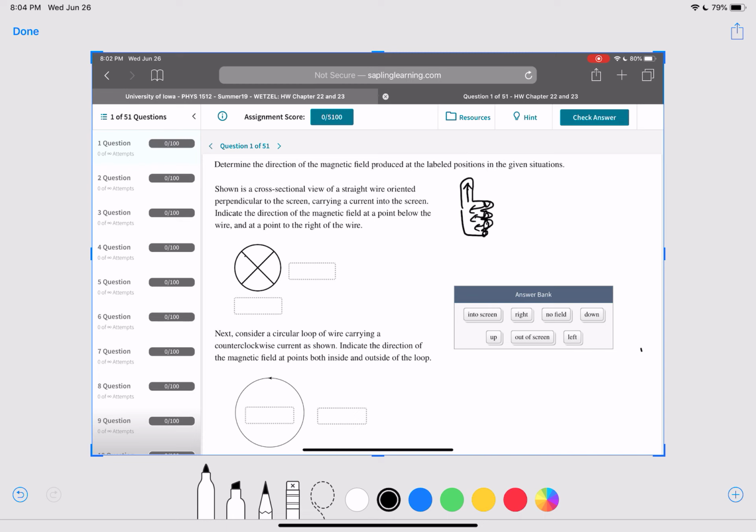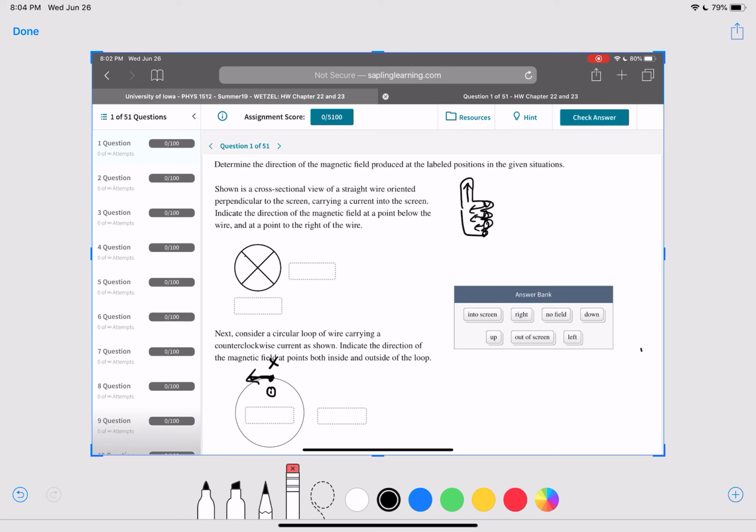So now consider the loop, and the current is going around like this. Indicate the direction of the magnetic field at points inside and outside. So this same thing, you're going to use the same right-hand rule. Point your thumb in the direction of the current. Since it's going that way at this point, point your thumb in the direction of current. You're going to see that if you push your thumb to the left and curl your fingers, they're going to go into the page over the loop and then come out of the page under the loop.